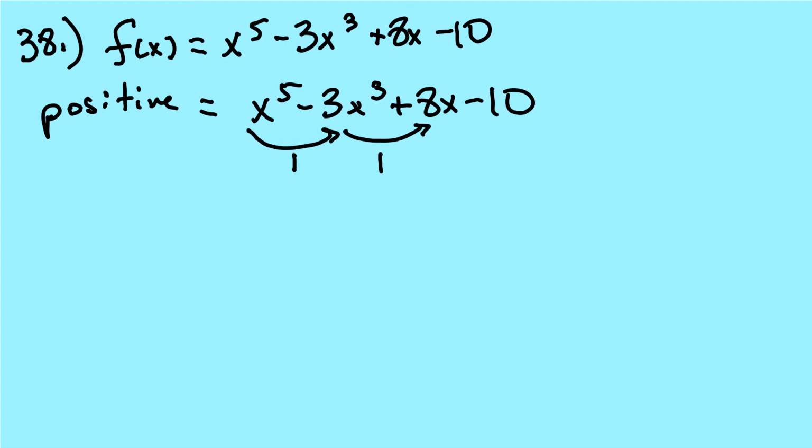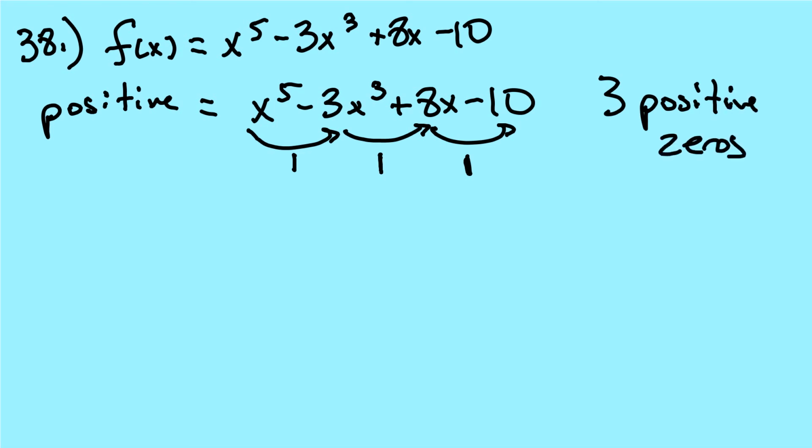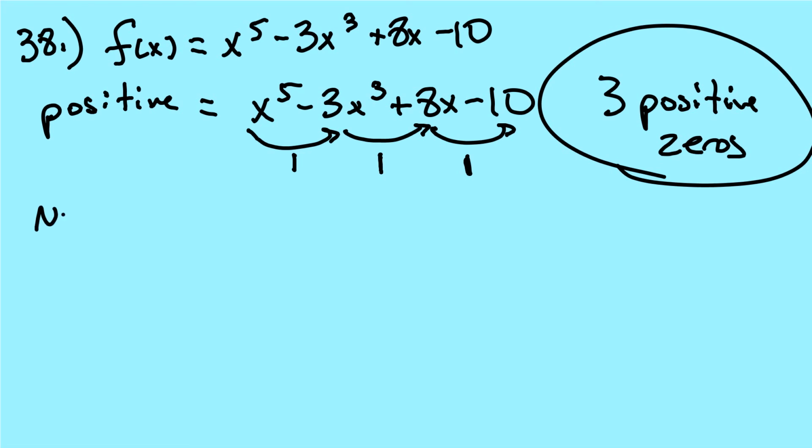Negative to a positive, that's another 1. Positive to negative, that's another 1. So I have 3 positive zeros. Now I do the negative. Remember, the negative says that you have to plug in negative x for everything you see.